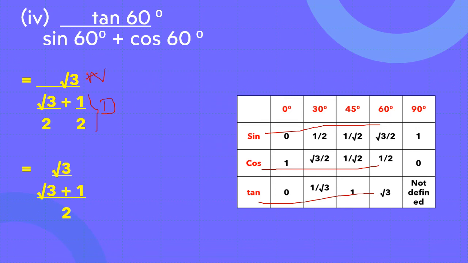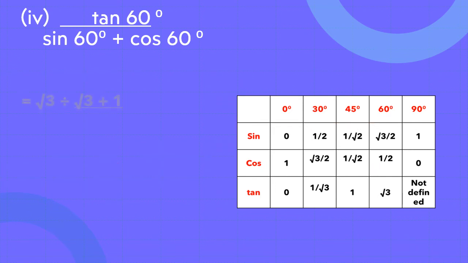So what I'll do is I'll write this in a different manner. Rather than writing it as numerator upon denominator, I will write this as numerator divided by denominator. So if I write it in this form, I'll get root 3 divided by root 3 plus 1 upon 2.